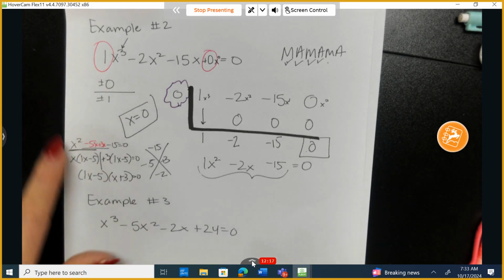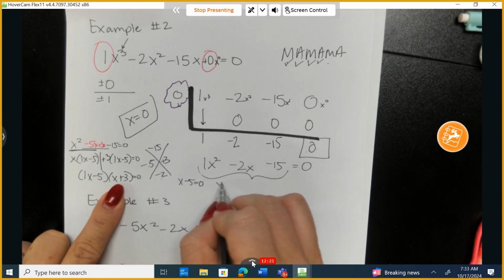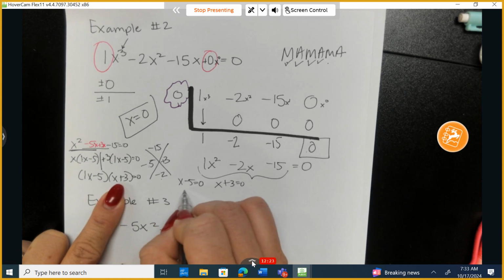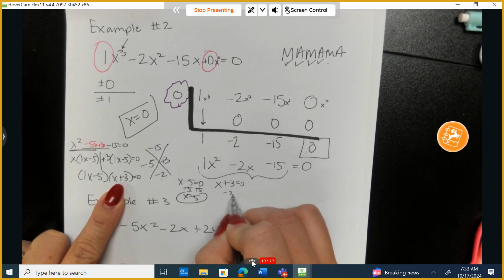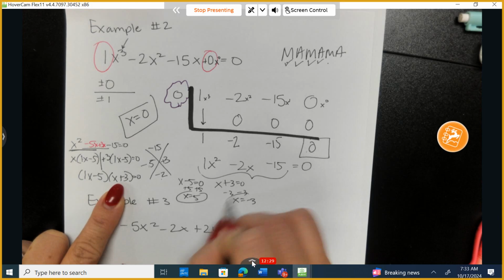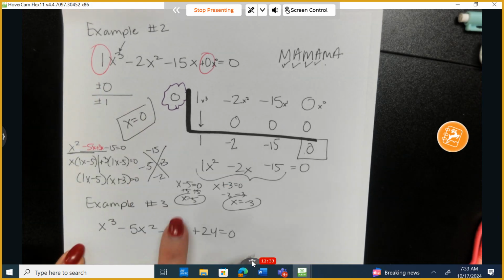Our goal is to solve. So I'm going to take each one of these factors, set it equal to 0, and solve. One answer will be x equals 5. Another answer will be x equals negative 3. So I have 3 solutions. What are the solutions? 0, 5, and negative 3.